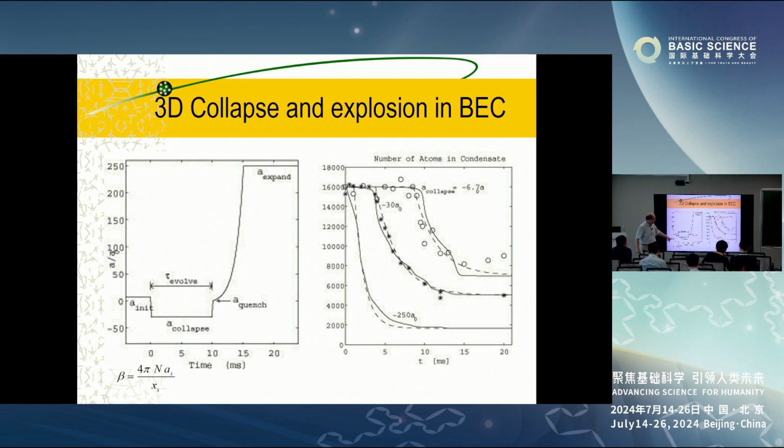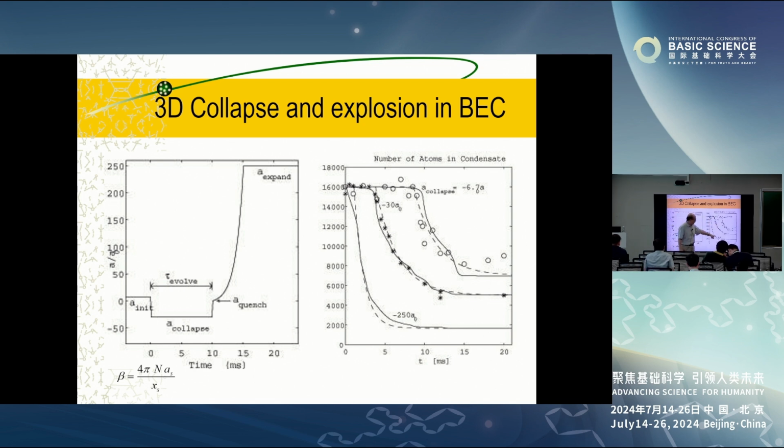Okay, this is the scattering length a_s. And here is what the plot is. This one is when a_collapse is taken as minus 30 a0, where a0 is some fixed quantity. The star is the experiment, and the dashed line comes from the stars, where they do an interpolation formula. The solid line is from the simulation. And this circle is when a_collapse equals minus 6.7 a0, and the circles are from experiment. Again the dashed line is an interpolation from the circles, and the solid line is from simulation.